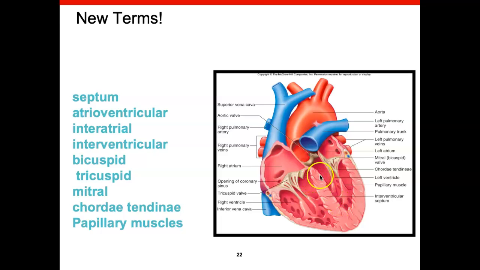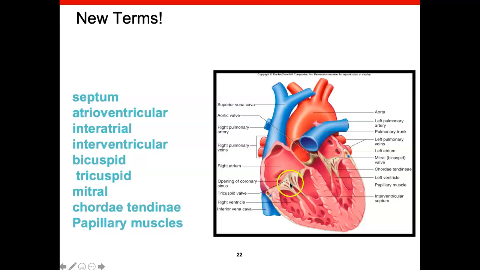There are some new terms in this chapter, many more than this, but this is a good start. A septum is a wall. So we can see here's a wall between the right ventricle and the left ventricle, and that's an interventricular septum. So what do you think a wall would be called between the right atrium and the left atrium? That would be called an interatrial septum. We also have a wall here between the atrium and the ventricle, and that's often called AV, atrioventricular.